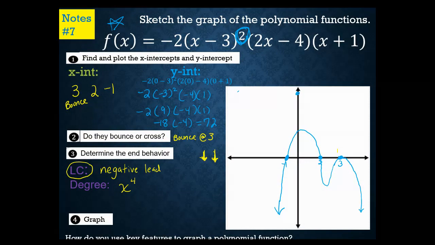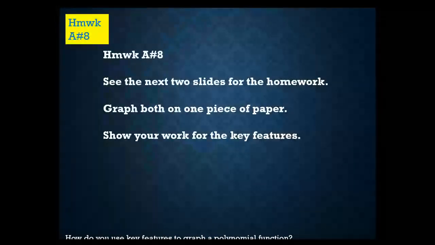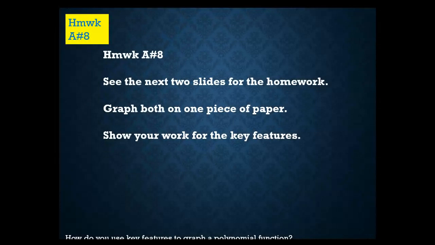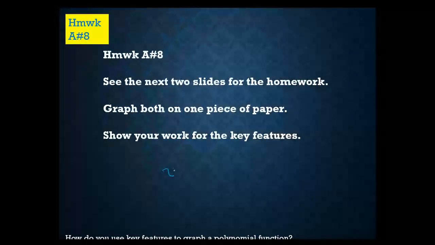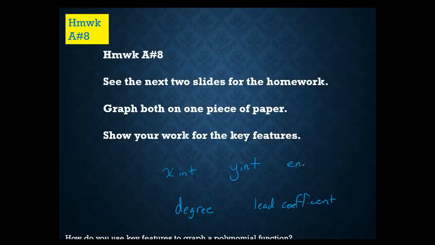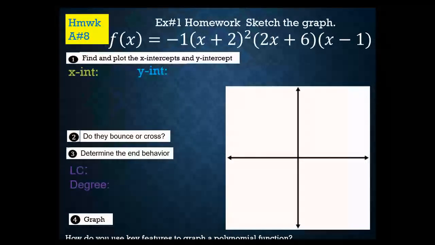All right, if you need a minute, you can hit pause. Okay, so homework number 8, you'll need a new piece of paper. It's on the next 2 slides. You need to graph both of them on one piece of paper and show your work for the key features. So list out, where are your x-intercepts, what's your y-intercept, what's your degree, what's your lead coefficient. So list out your key factors, what's your end behavior. So let me show you those slides.